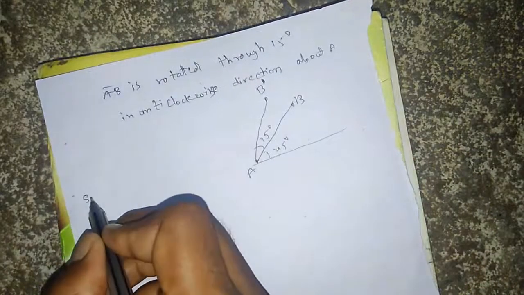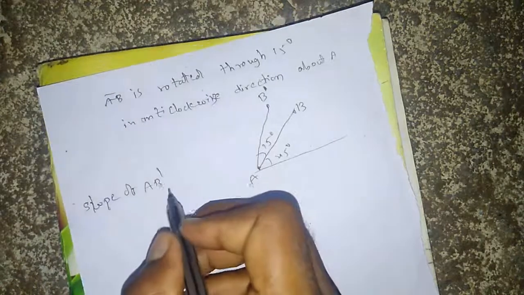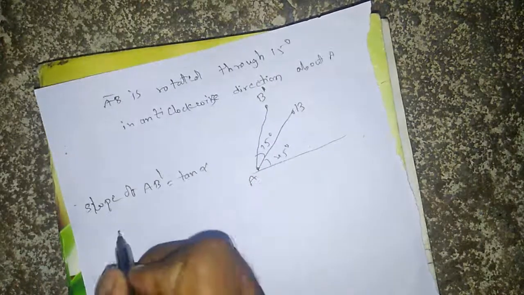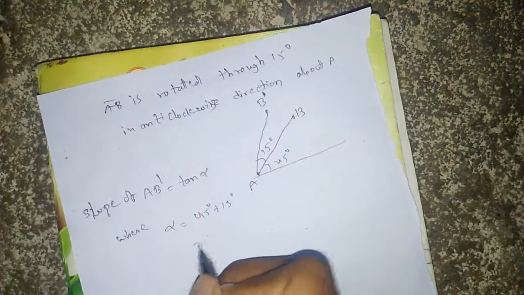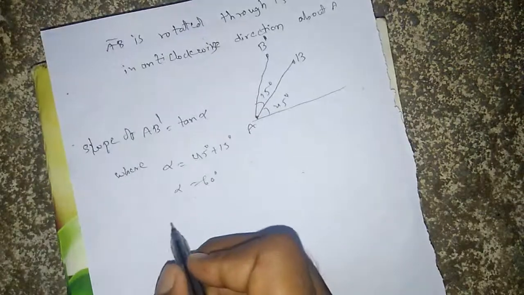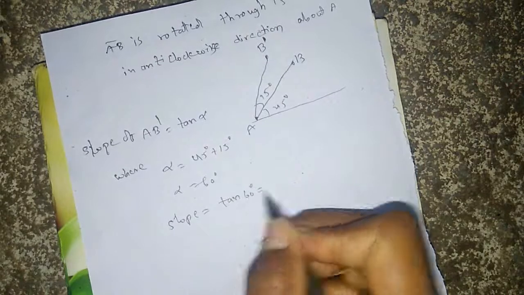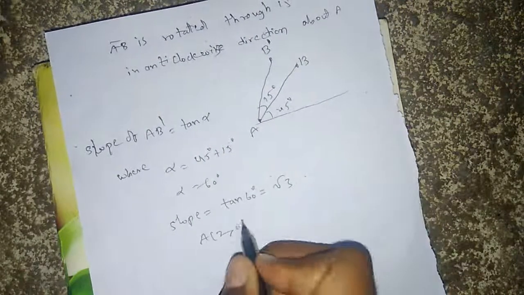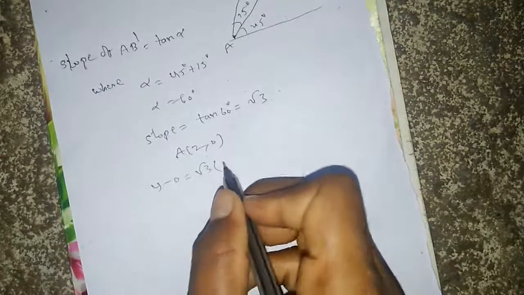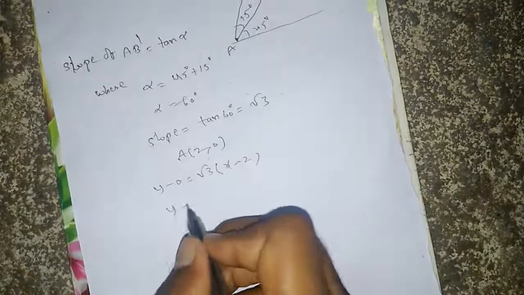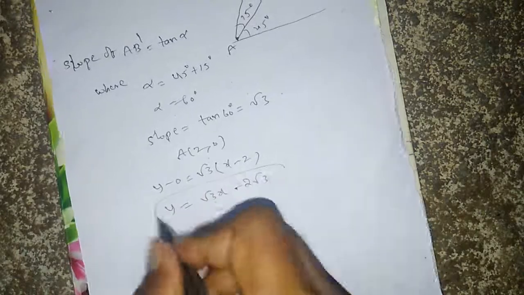So slope of AB dash is equal to tan alpha, where alpha is equal to 45 degrees plus 15 degrees, that is 60 degrees. Therefore slope is equal to tan 60, that is root 3. Here A is (2, 0). Therefore y minus 0 is equal to root 3 into x minus 2. y is equal to root 3 x minus 2 root 3 is the required line.